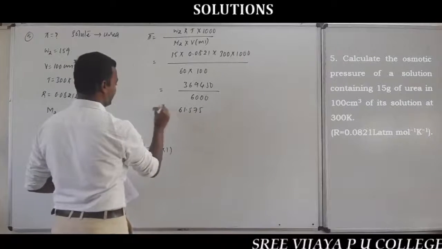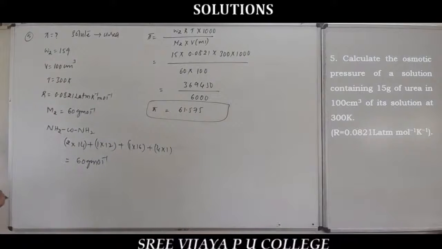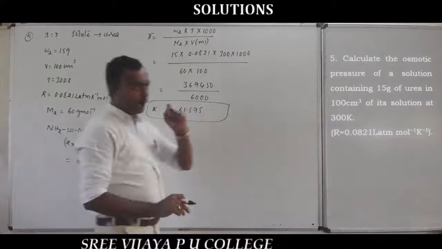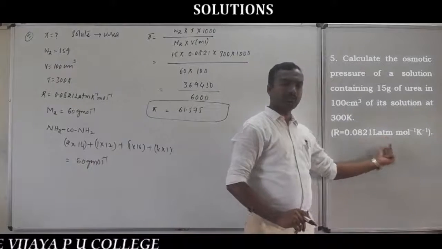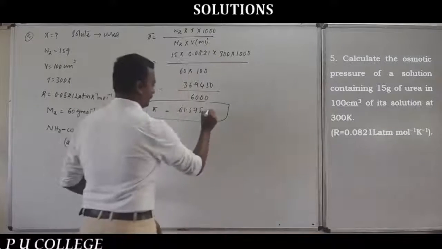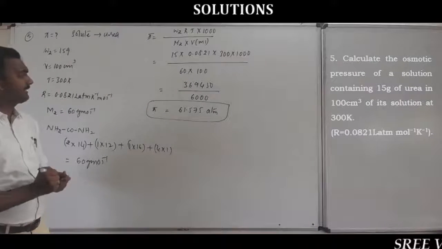61.575. That is the pi value. So now what is the unit of pi here? The unit of pi value is given by the R value's unit, that is atmosphere. So definitely we will get atmosphere as the unit of osmotic pressure. This problem is a direct problem.